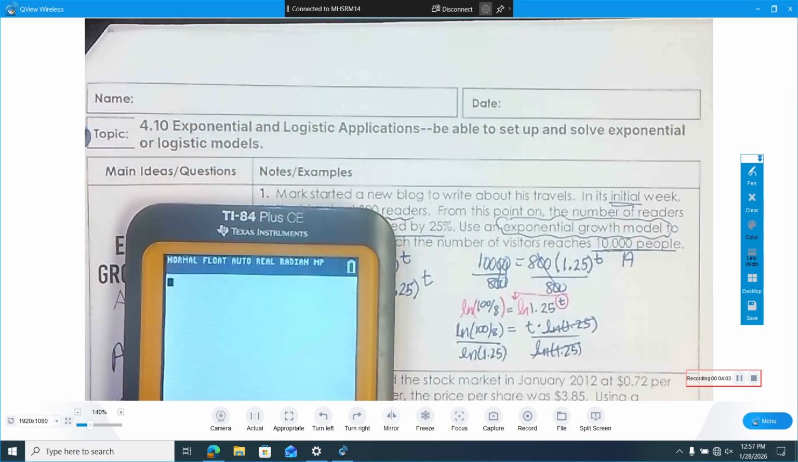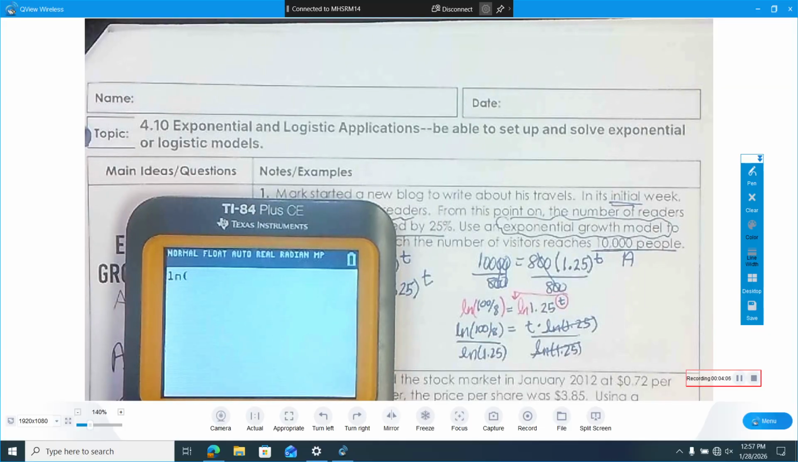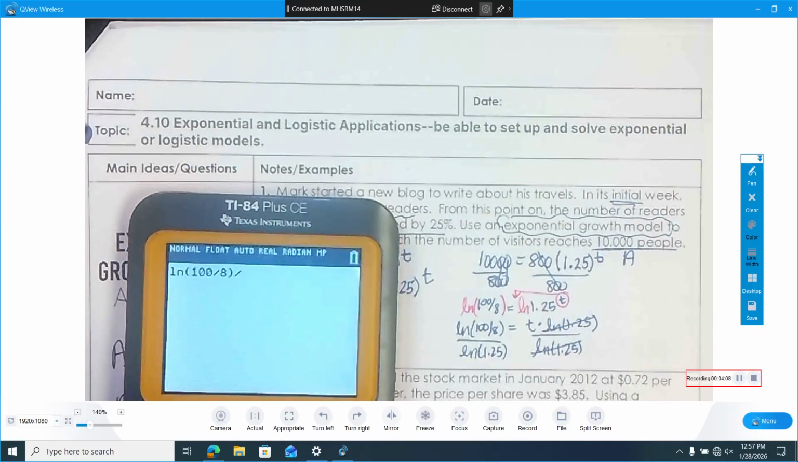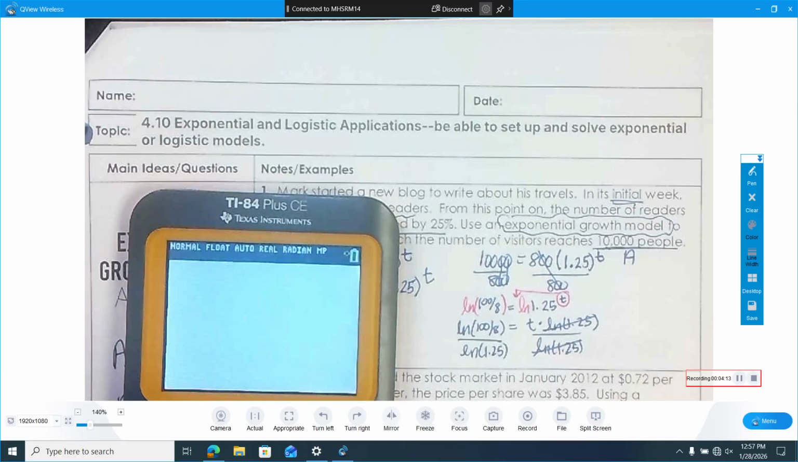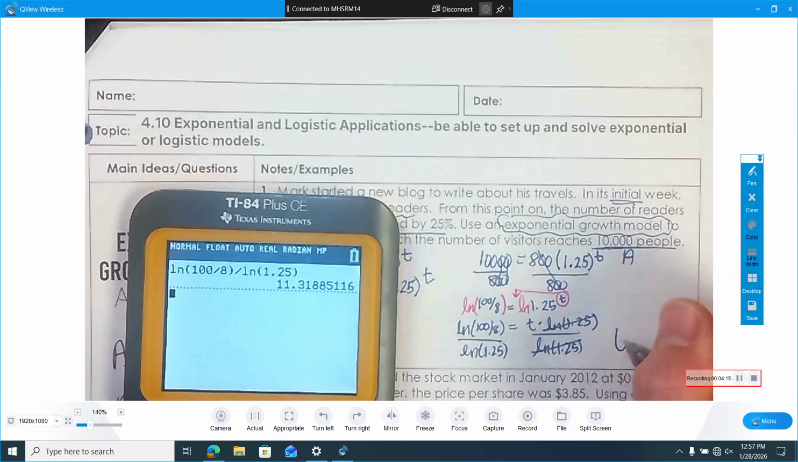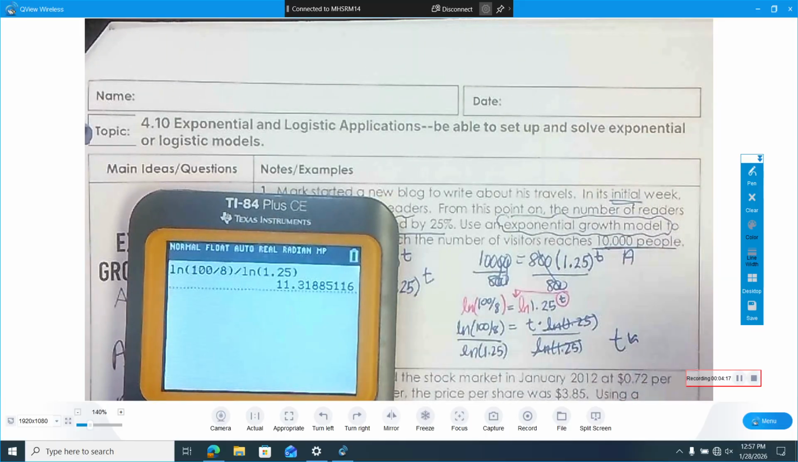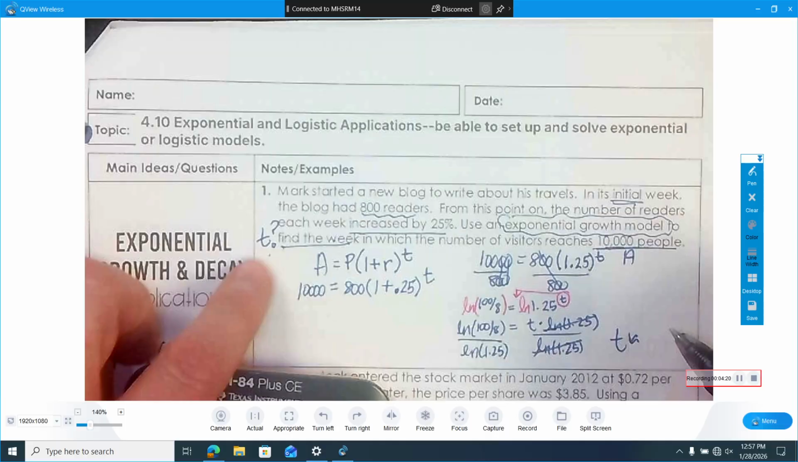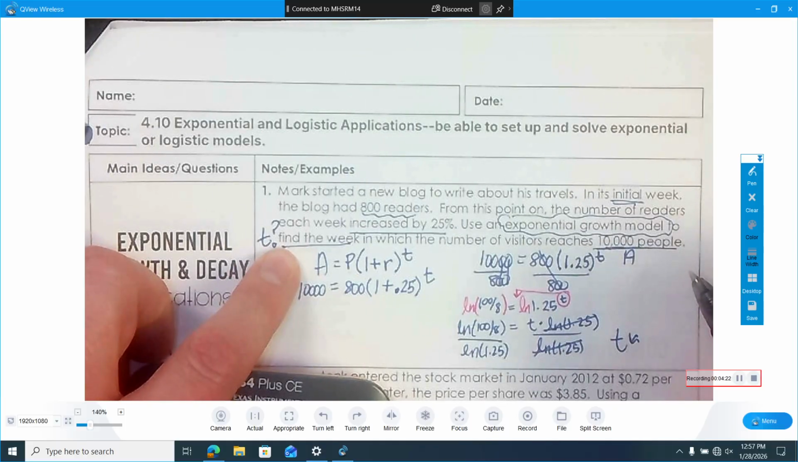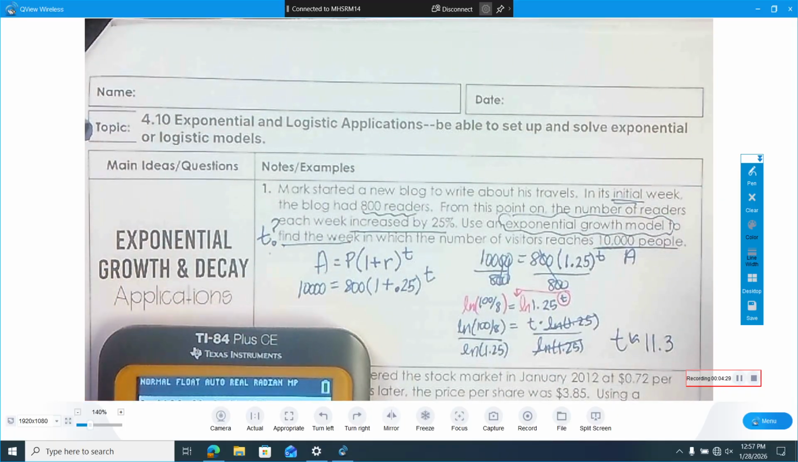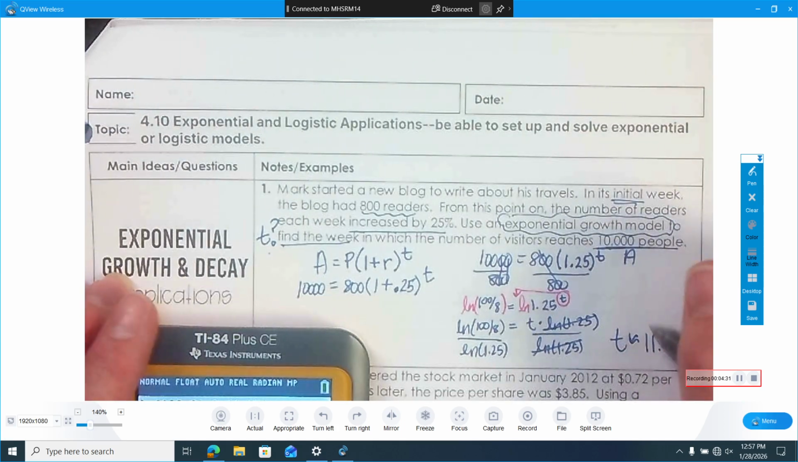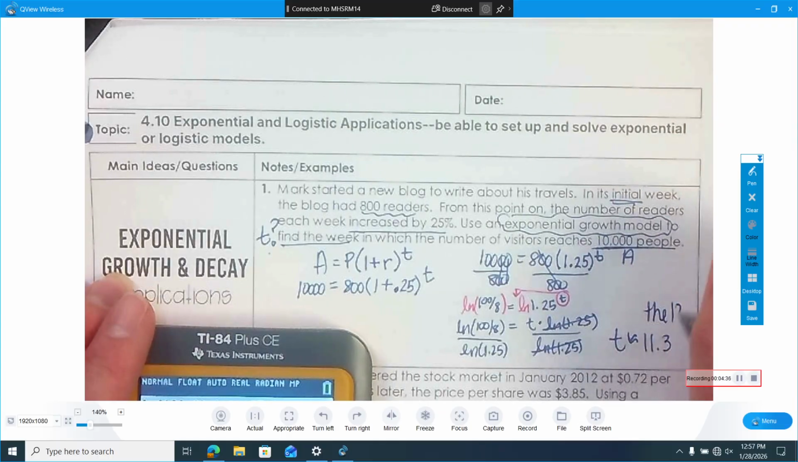And so in my calculator, I have to be pretty careful, but 100 over 8, and then divided by the natural log of 1.25. And so it becomes, T is approximately, find the week in which the number of visitors reaches 10,000 people. So it's approximately 11.3. That'd be about 12 weeks. The 12th week.